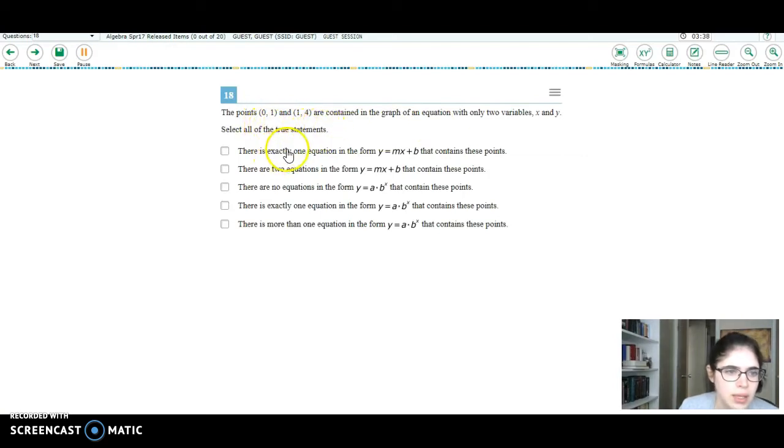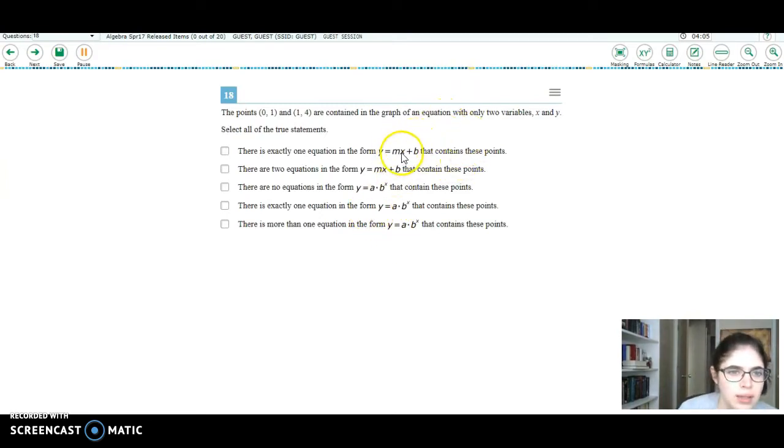The first statement says there is exactly one equation in the form y = mx + b that contains these points. There are two equations in that same form that contain these points. There are no equations in the form y = a times b raised to the power of x that contain these points. There is exactly one equation in that form, and there is more than one equation in that form. So there are two different types of equations that we're looking at.